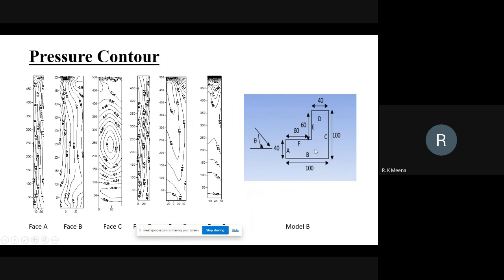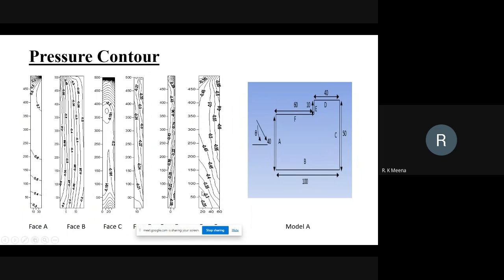These are for model B, where the side ratio is 1:1, and B and C is 2. Here we can see different types of pressure. Here we can see that for phase E and F, these are positive, and for model A, these are negative.